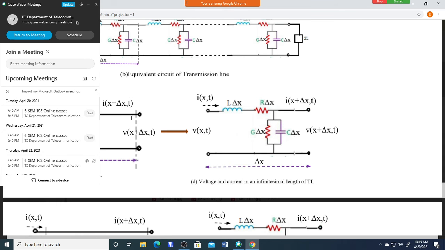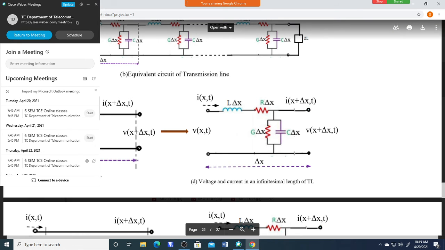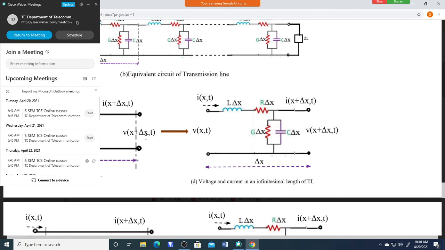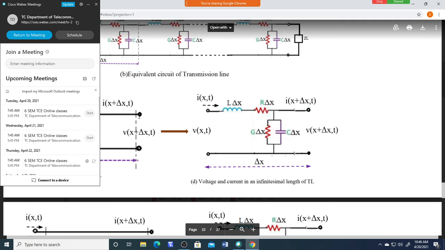Okay, so what is the current here? Similarly, voltage also, we applied a voltage V of x comma t at this position x, but traveling a distance it is x plus delta x. So after traveling delta x, what is the voltage here? That we have to find out. We don't know this. So how to find out this? We will take this very small elemental length, an infinitesimal length of the transmission line.